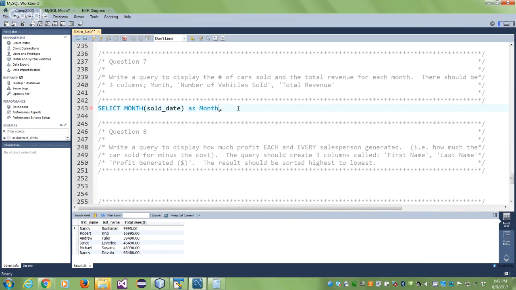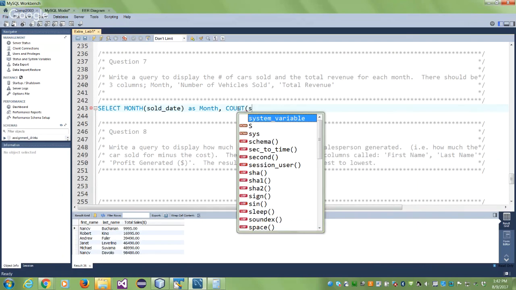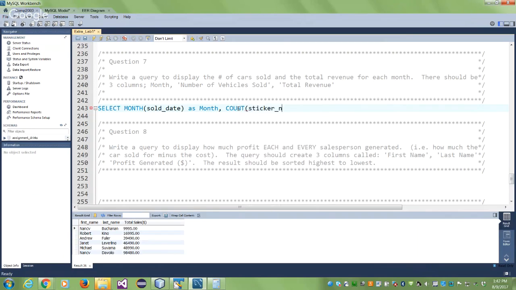So that's the first one. How many vehicles were sold? So definitely I have to do a count, right? The count of how many were sold, you can count them by sticker number if you like. You can count them by sale ID if you like, doesn't matter. You're basically showing only the month instead of the date, okay? So how many were sold? So you can do sticker number if you like, or sale ID will also do.